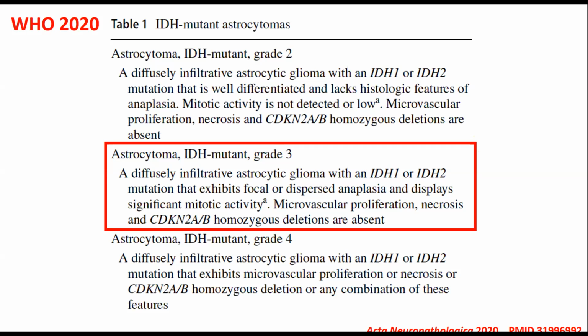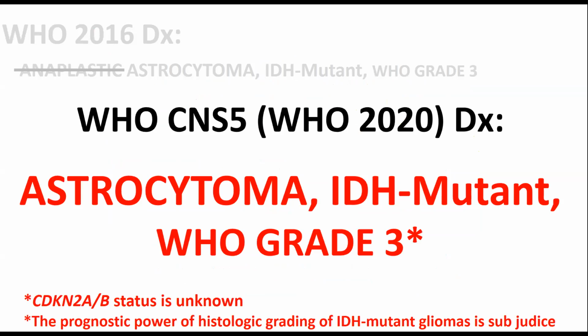And now here's the key. Microvascular proliferation, necrosis, and CDKN2A/B homozygous deletion are absent. The presence of CDKN2A/B, just like necrosis or microvascular proliferation, will upgrade a grade 2 or 3 IDH mutant diffuse astrocytoma in an adult to a grade 4. The molecular signature alone is sufficient. You don't need the histologic criteria. So the WHO CNS 5th edition 2020 diagnosis: astrocytoma, IDH mutant, WHO grade 3.